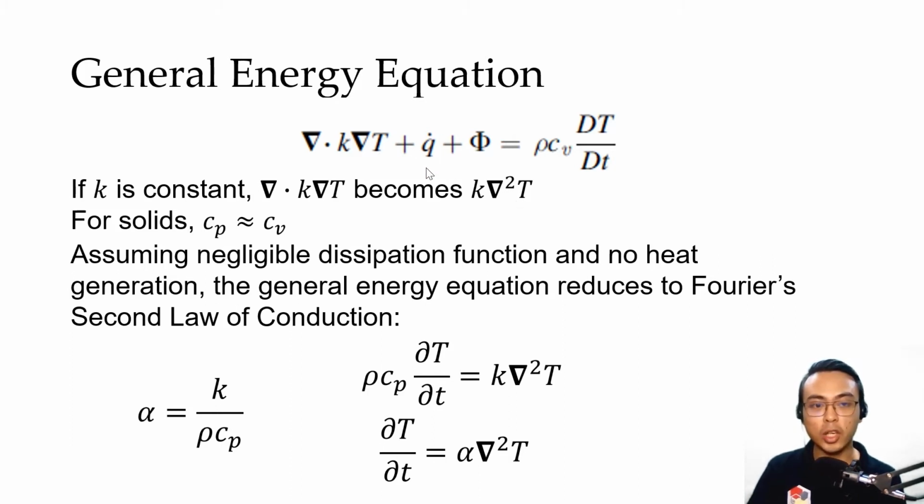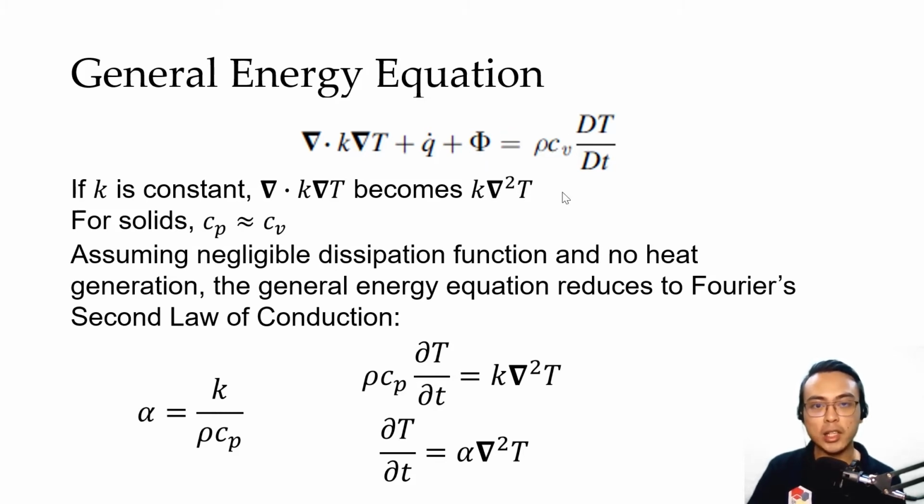The second term, Q, here is called heat generation. The third term is called the dissipation function. This is the Greek letter phi. And the dissipation function has something to do with momentum transfer. Because remember, momentum transfer enhances heat transfer. However, if we are talking about conduction, generally we can assume that the dissipation function is negligibly small.